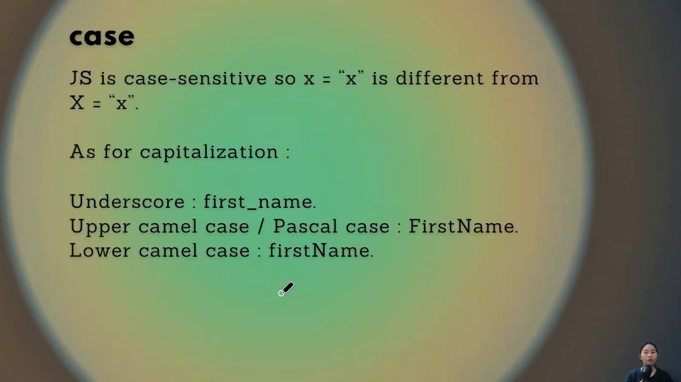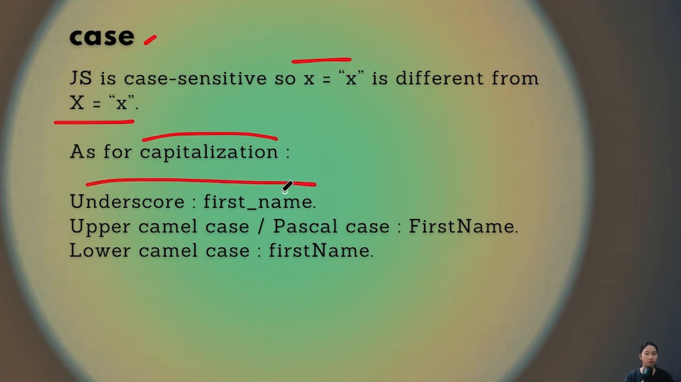Last but not least, I'm going to talk about case. JavaScript is case sensitive. So x here is different from X here. These are considered two different entities, okay? And when it comes to capitalization for the variable name, you can do underscore first_name, or you can do upper camel case or Pascal case FirstName, or you can do lower camel case firstName.